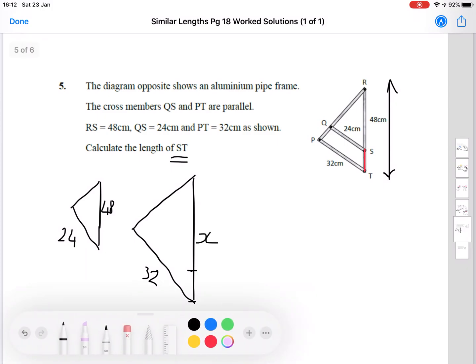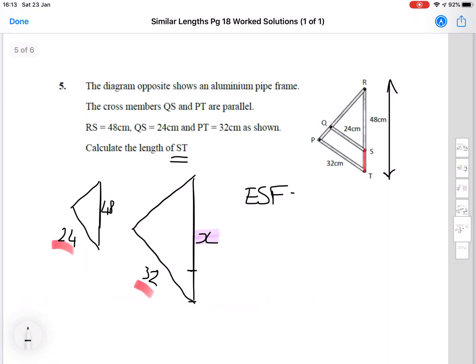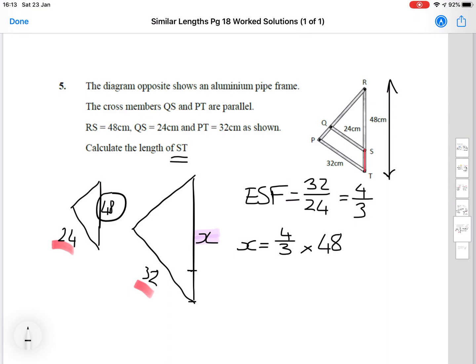I'm going to call that X. So our missing side is on our larger triangle. And our pair of sides that match is the 32 and the 24. So what we need to do first of all is our scale factor. Our missing side is on the larger of the two, so it's enlargement scale factor. So we're going to do 32 over 24, which simplifies down to 4 over 3. Then to find side X, we're doing 4 over 3 times the side that matches, so 48. That is going to give us 64 centimetres.